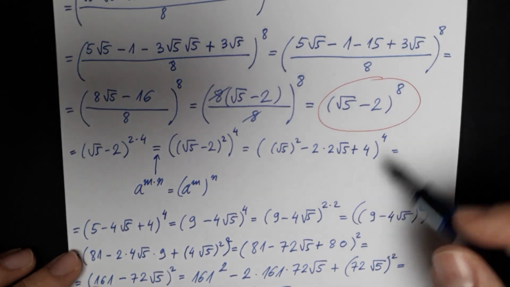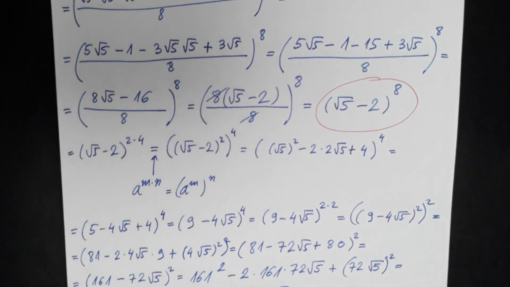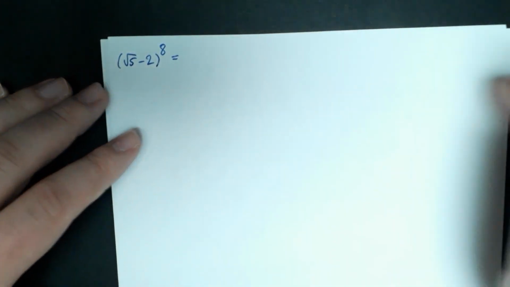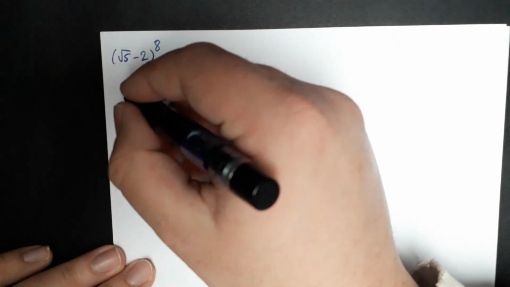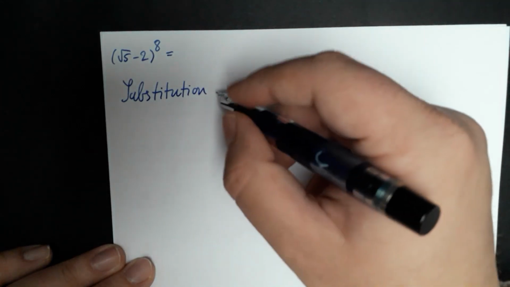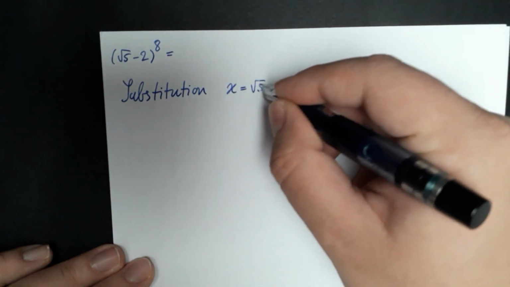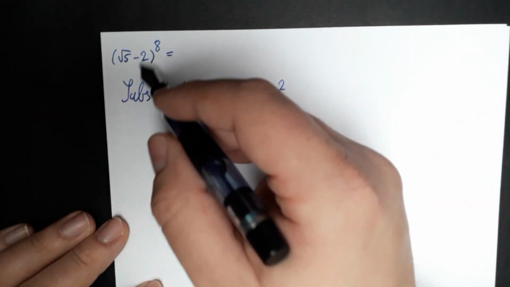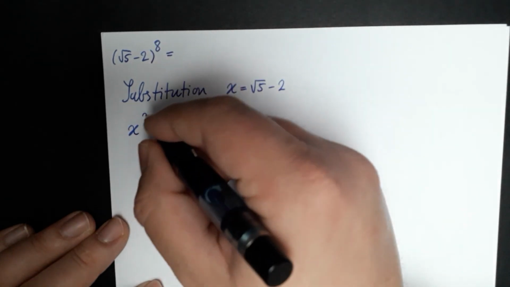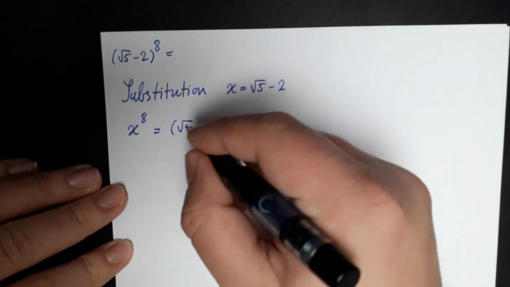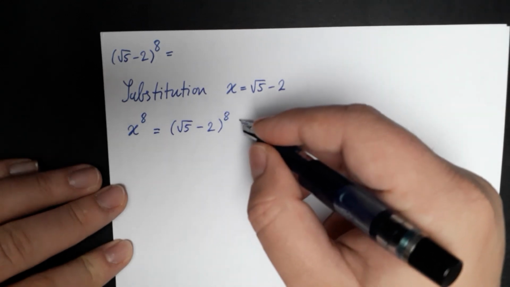Let's return now to this circled in red, the square root of 5 minus 2 to the power 8, because I want to show you at this point what the second method looks like. At this point, I'm going to introduce the substitution that x is equal to the square root of 5 minus 2. I need that to the 8th power, so that is what I have to calculate: the square root of 5 minus 2 to the 8th power.